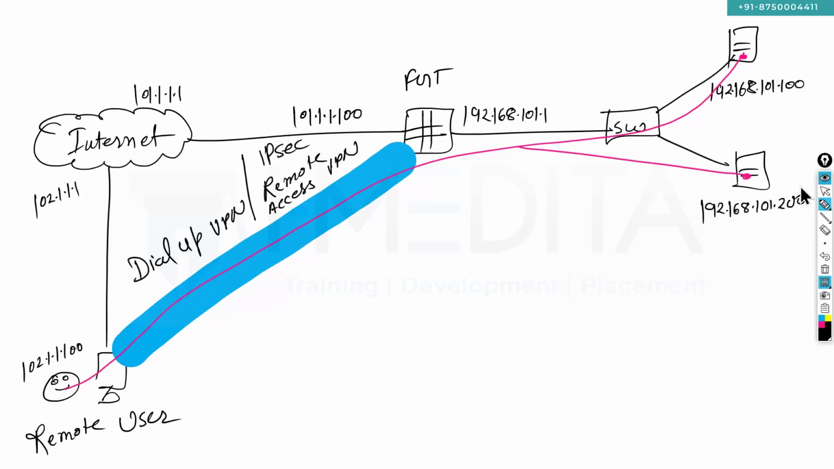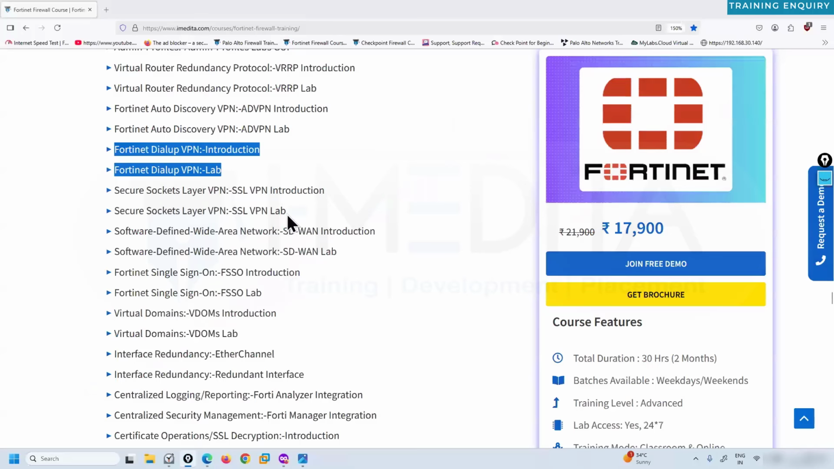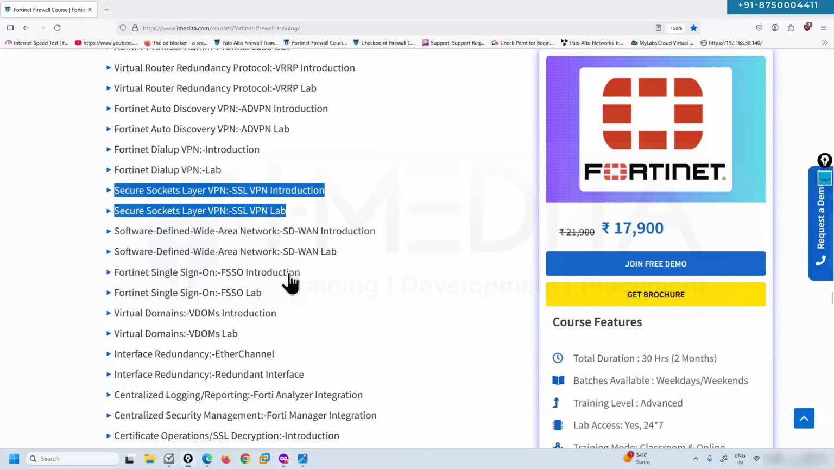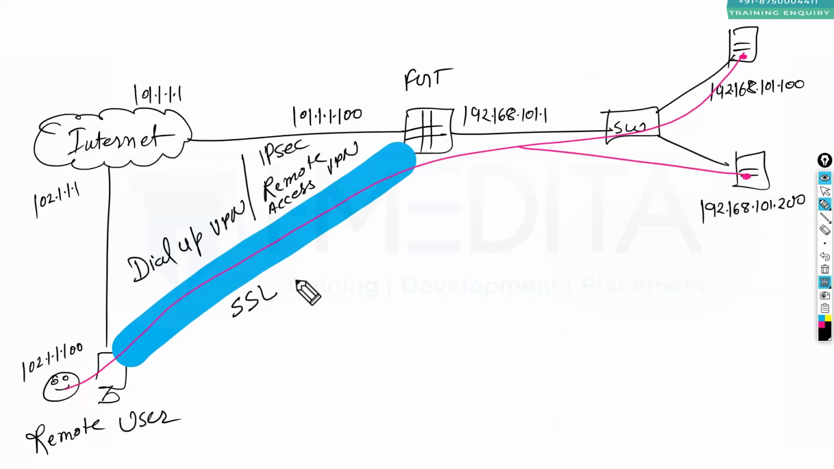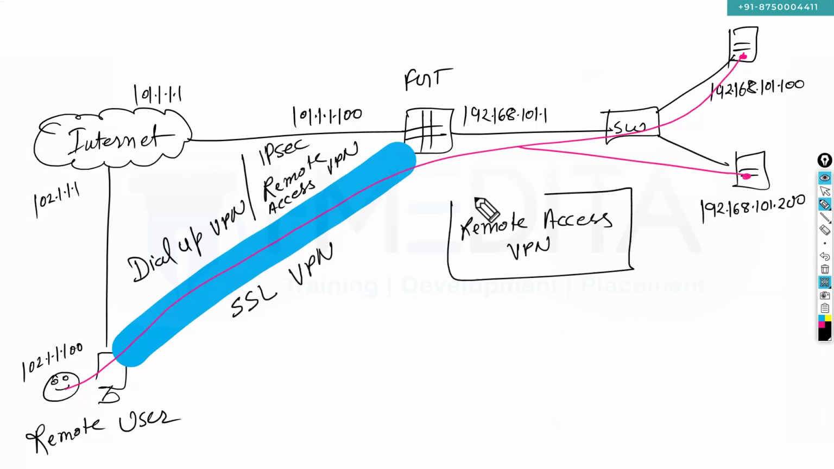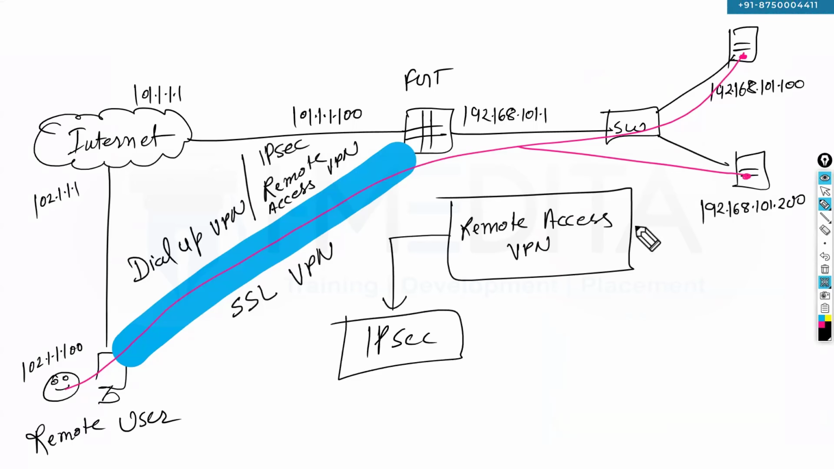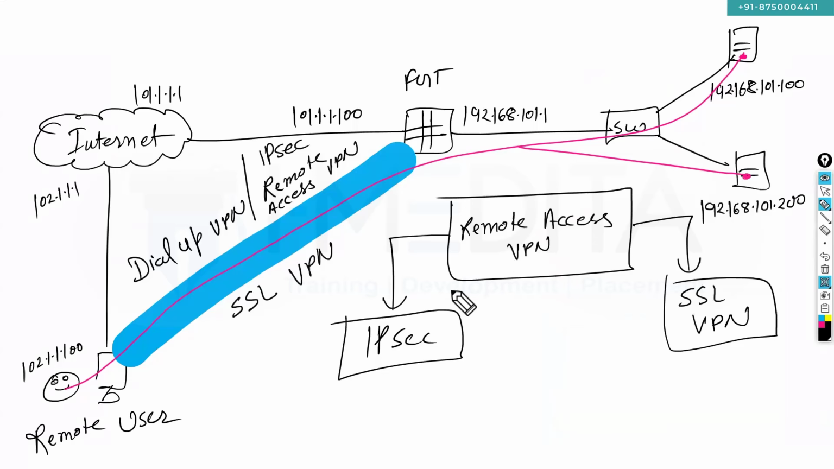The same function can be achieved with the help of SSL VPN. You can also do the same thing with SSL VPN. So we can say here that remote access VPN can be deployed with the help of IPsec or with the help of SSL VPN. When we are using IPsec, it is called IPsec RA or dial-up VPN.